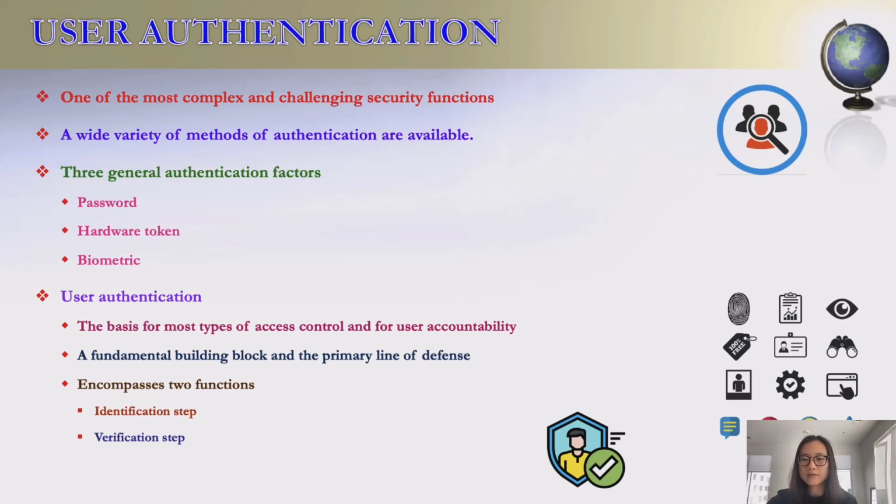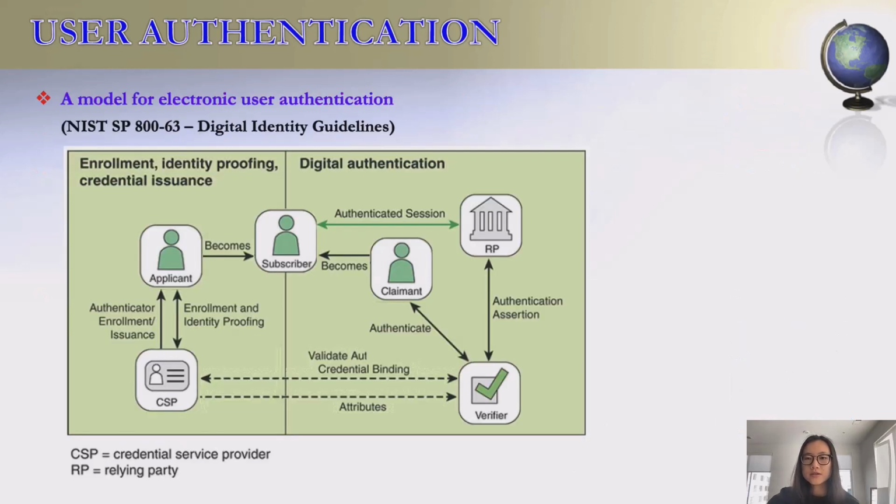The National Institute of Standards and Technology special publication, Digital Identity Guidelines, defines a general model for user authentication that involves a number of entities and procedures. Six entities are involved in this model, including applicant, subscriber, claimant, relying party, credential service provider, and verifier. And the process is the following.